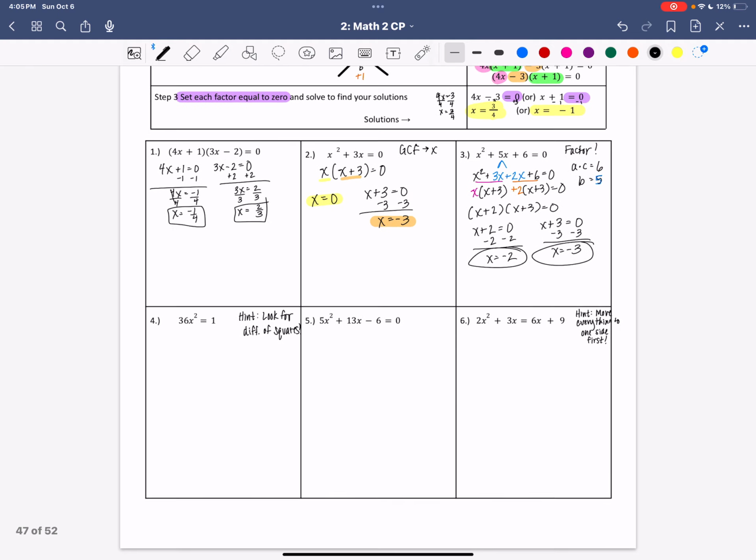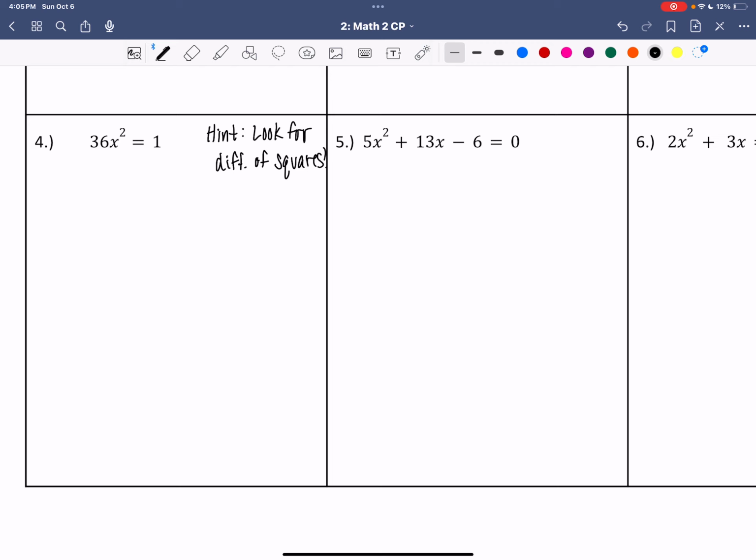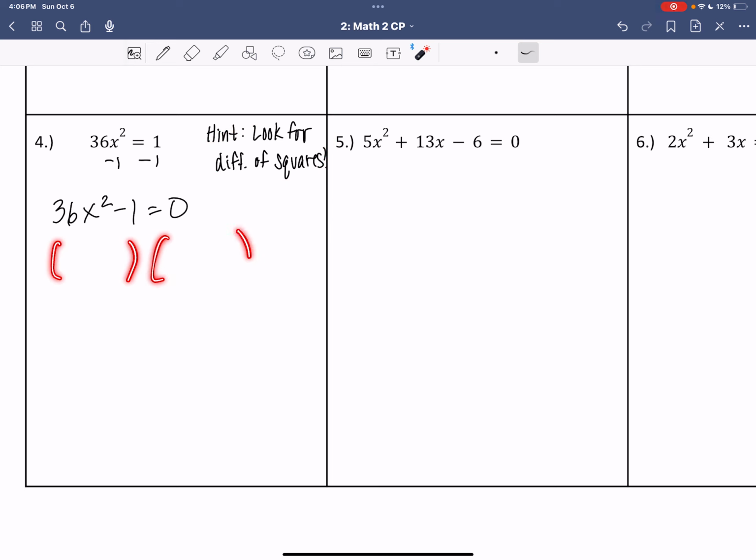All right, for number 4, I'm going to give you a hint. Your hint is to look for difference of squares. But first, you have to subtract 1 over here. So if you do this correctly, you should get 36. All right, now that you got that, you can go ahead and do your difference of squares. One should be plus, the other should be minus. So go ahead, finish that, and you should get 2 solutions.